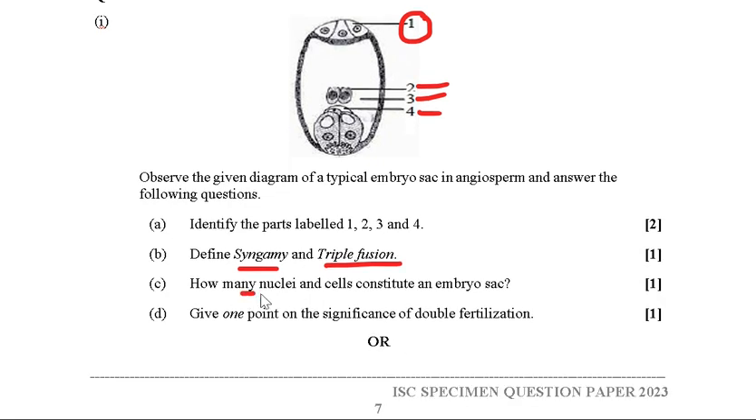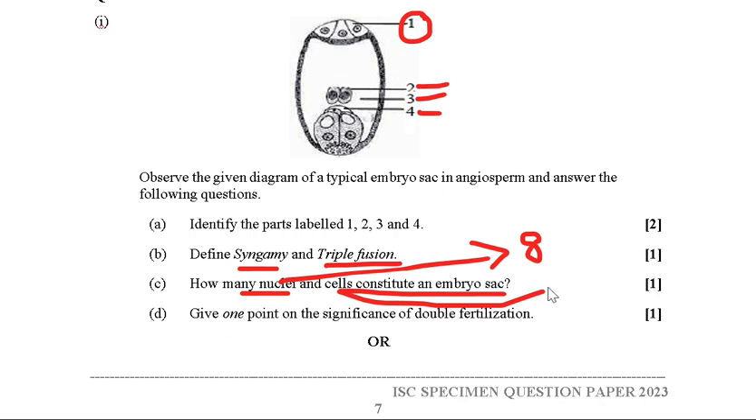Okay, how many nuclei and cells constitute the embryo sac? So how many nuclei are there? There are 8 nuclei. And how many cells are there? There are 7 cells mainly present inside the embryo sac. So 8 nuclei and 7 cells constitute an embryo sac.